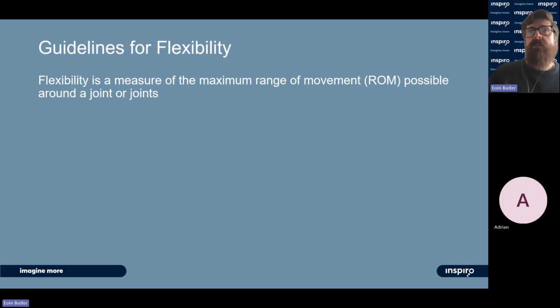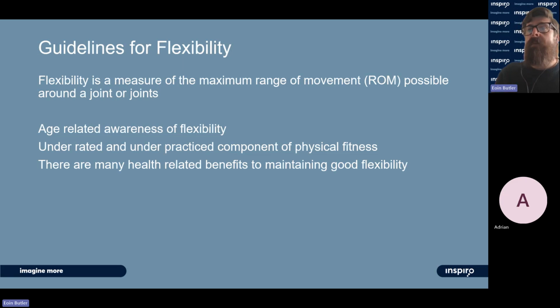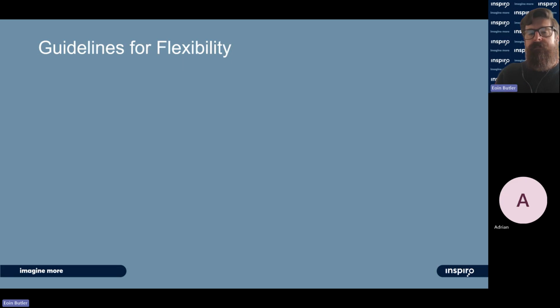So our guidelines. Flexibility is a measure of the maximum range of movement possible around a joint or a group of joints. There's an age-related awareness of flexibility. As people get older, flexibility tends to decrease. So we should try to do it more and more, as it's an underrated and under-practiced component of physical fitness. And there are many health-related benefits for maintaining good flexibility.